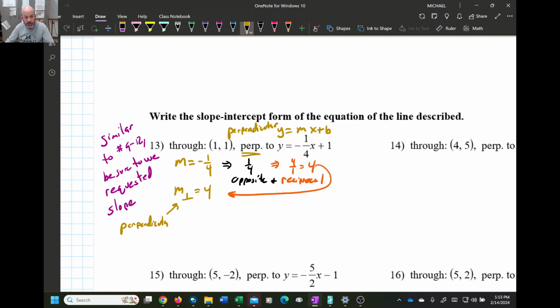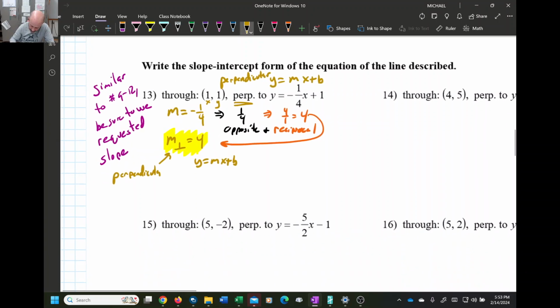Now we just have the previous problems. This is the slope I'm asked for. It's what I'm going to use the rest of the way. I have my point up here. I have my x and my y. I'm back not in m. Y equals mx plus b.